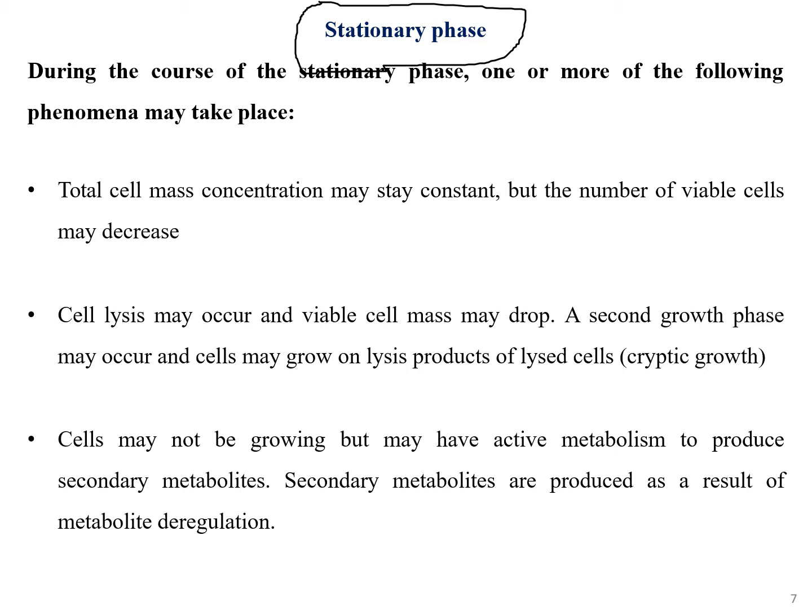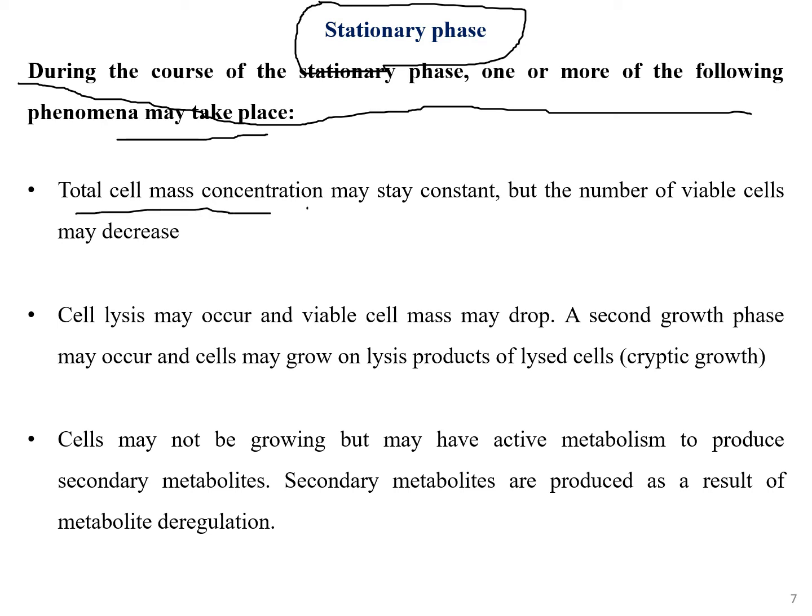After the deacceleration phase, the microbes move into the stationary phase, where the growth and death rates are almost the same. During the course of the stationary phase, one or more of the following phenomena may take place. Total cell mass concentration may stay constant, but the number of viable cells may decrease. So X remains constant and N may decrease. As we studied in the previous video, if you don't remember, just give it a watch.